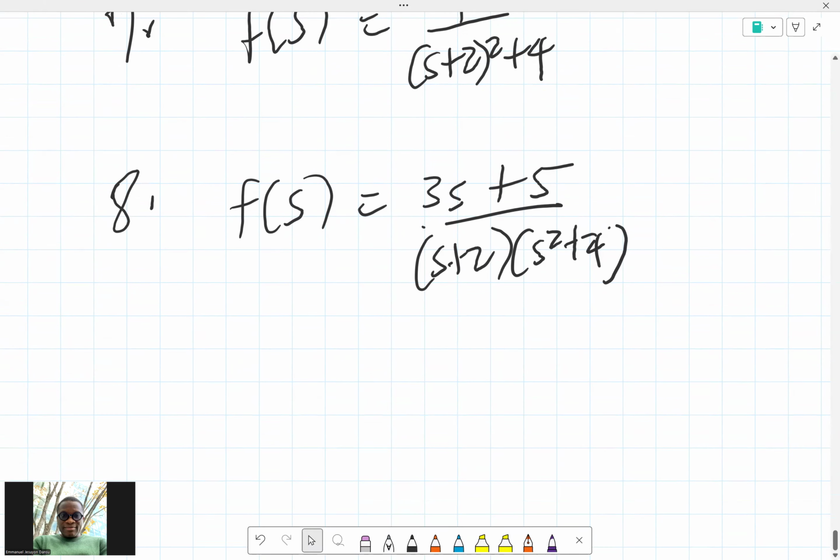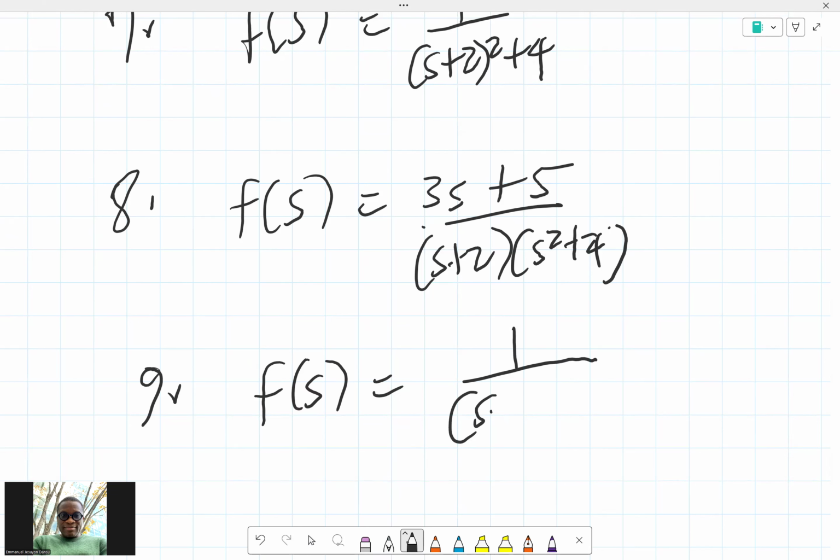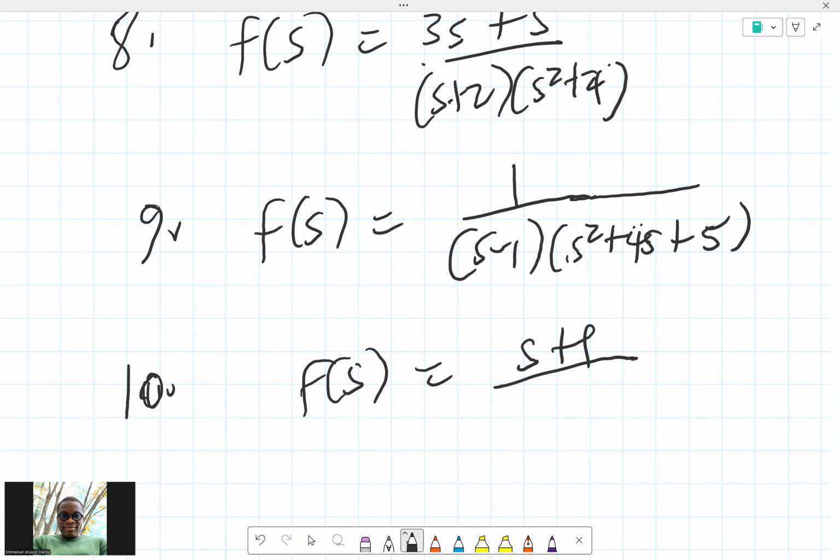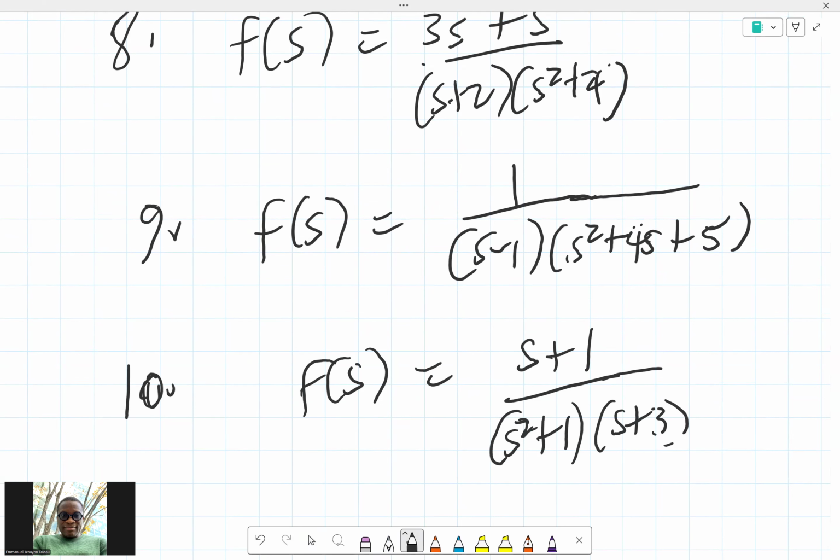Number 9, f of s equals 1 over s minus 1 into s squared plus 4s plus 5. So here you're going to have a combination of simple pole and complex poles. Number 10, finally, f of s equals s plus 1 all over s squared plus 1 into s plus 3. Complex pole and simple pole again.